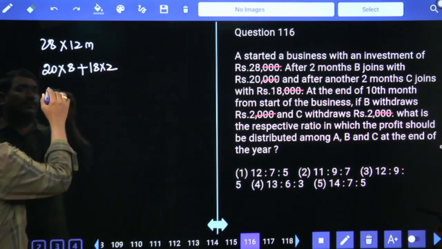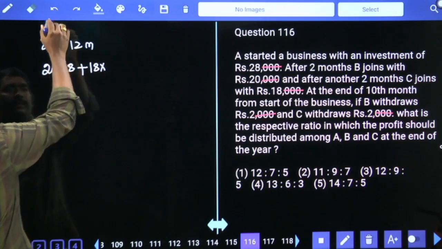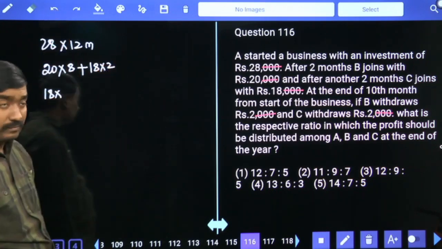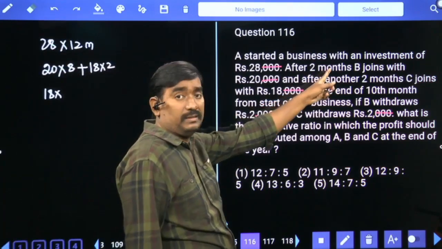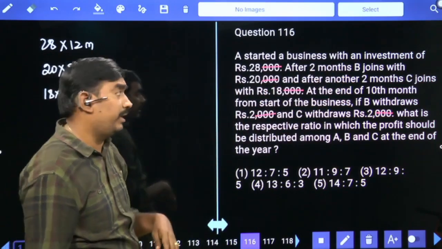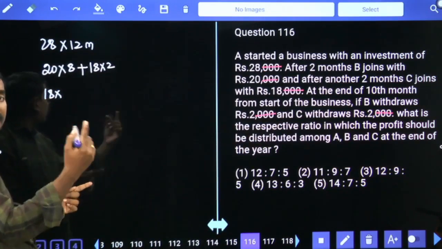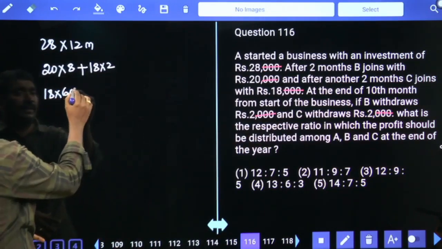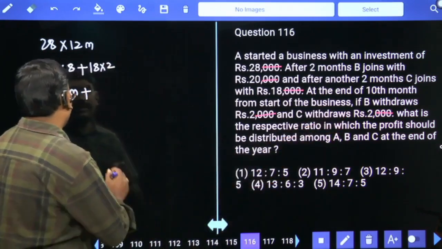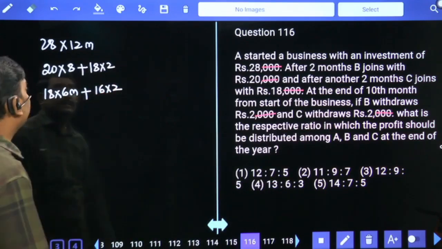C joined with 18, not 20. After another 2 months, B joined after 2 months, again after 2 more months, C joined. Means total after 4 months, C joined. At the end of the 10th month, C withdraws. 4 months, C joined, 10th month means only 6 months of 18. After 6 months, again C withdraws 2. Out of 18, withdraw 2, remaining 16 for the remaining 2 months.